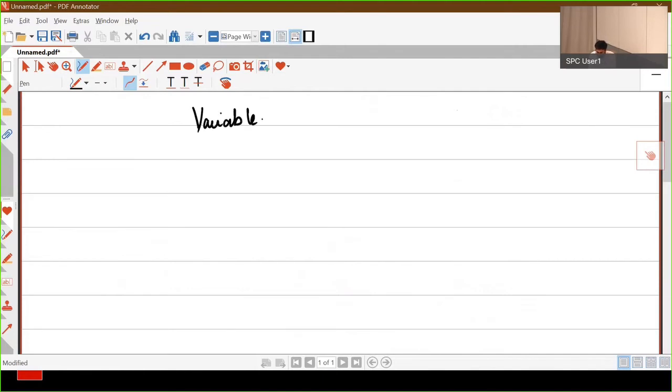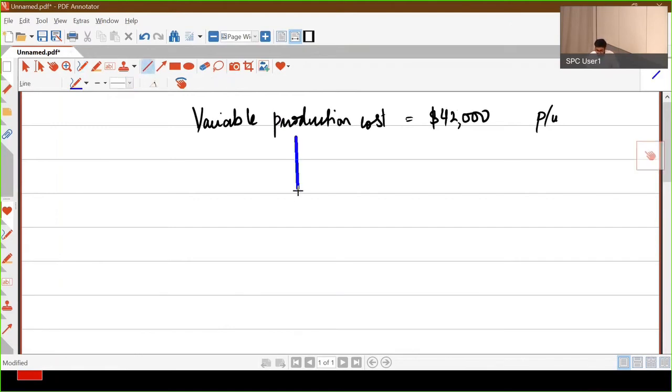So variable production cost, that is $42,000, and this is per unit, and our requirement is also the same per unit. Now they are saying that from this variable production cost, 20% is material cost. So what should be the material cost?